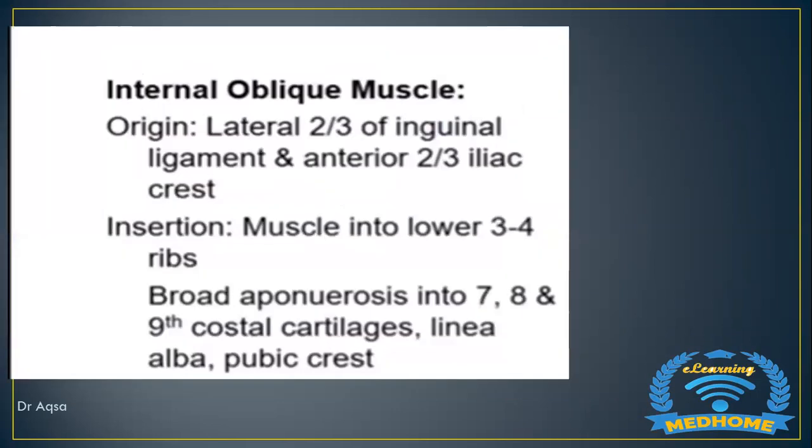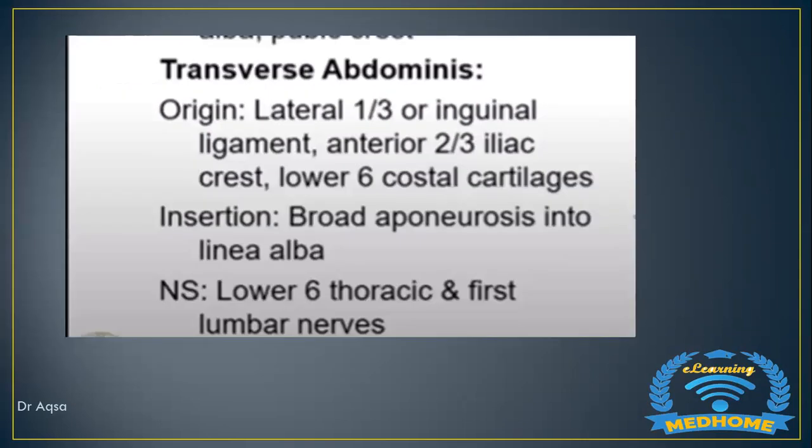Excellent. And internal oblique muscle originates from the anterior two-thirds of the iliac crest, moves in the upward direction, and is inserted in the lower 6 costal cartilages, the linea alba, and the pubic crest. Its nerve supply is also from the lower 6 thoracic nerves, that is T7 to T12. Brilliant. And its function is the same, flexion.